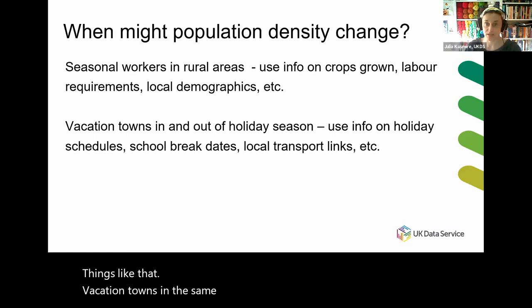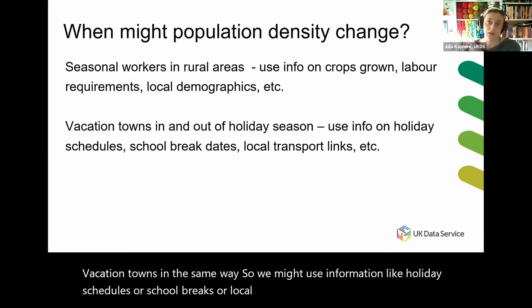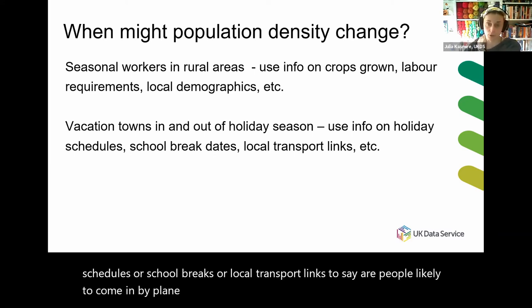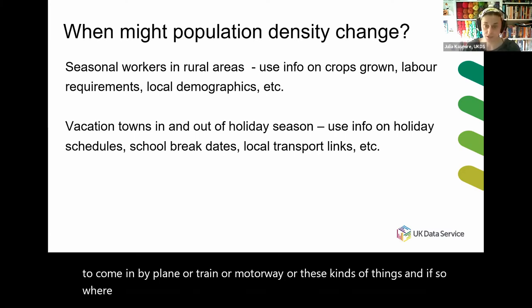Vacation towns in the same way. So we might use information like holiday schedules or school breaks or local transport links to say, are people likely to come in by plane or train or motorway or these kinds of things? And if so, where are they likely to be coming from? What are the holiday schedules for those places?